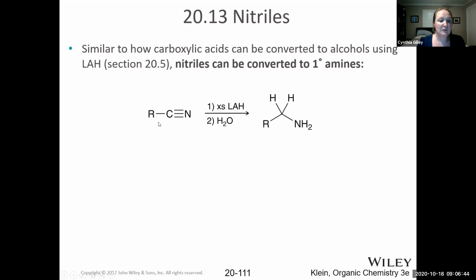You can reduce nitriles using excess LAH. Again, both of these hydrogens or hydrides will come from LAH. And again, it will give you a primary amine, similar to an amide.